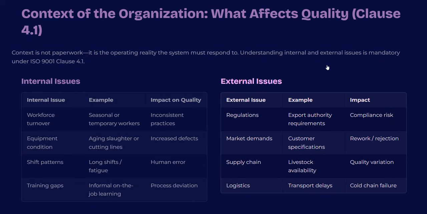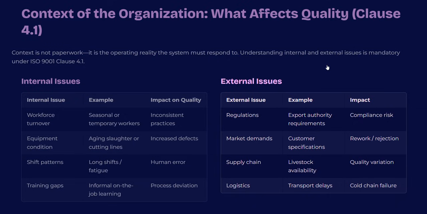External issues here. We have regulations. Example, export authority requirements. It impacts quality through compliance risk. Market demand is an external issue. Example for that is customer specifications. It affects quality through rework or rejection.